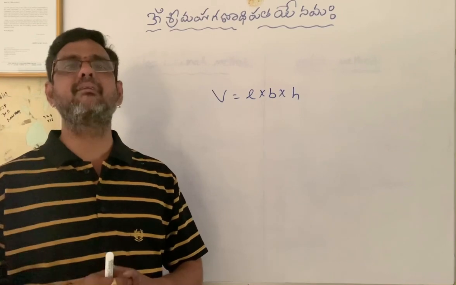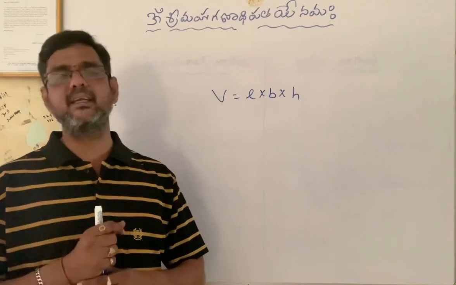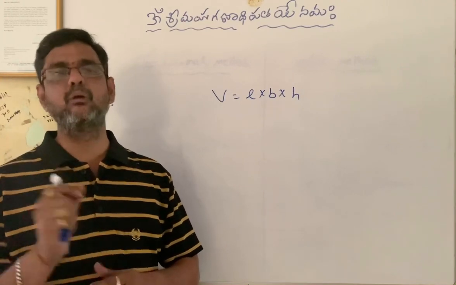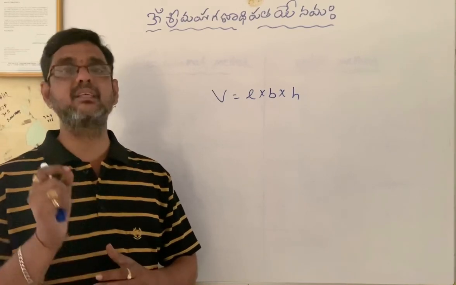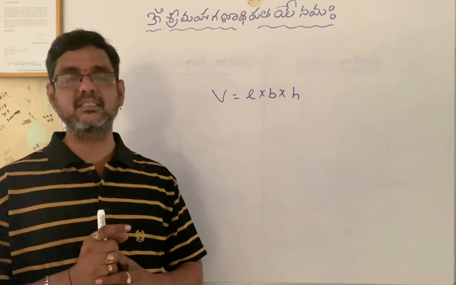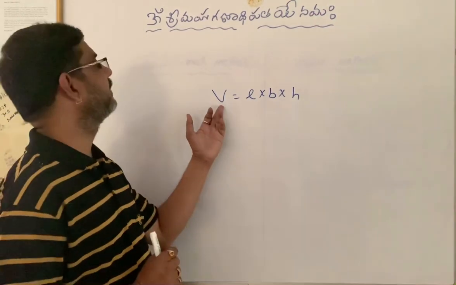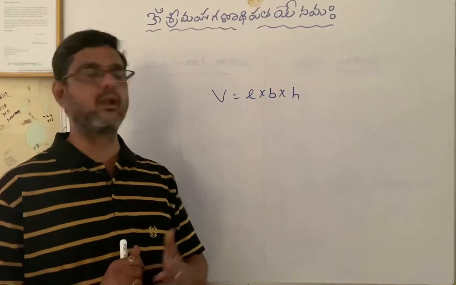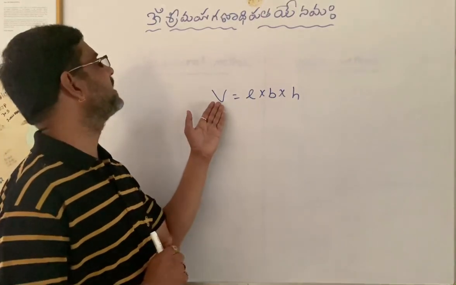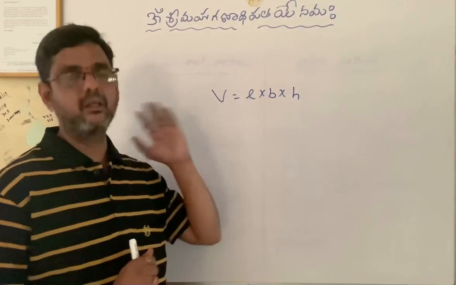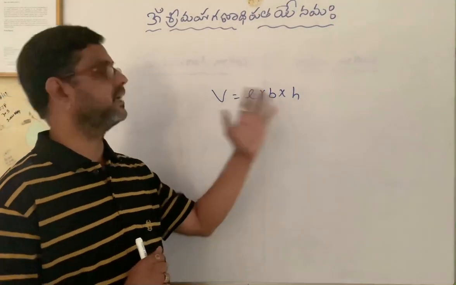First I want to define a term called subject of the formula. Subject of the formula is a variable which stands alone on one of the sides of the formula. Here the variable V is standing alone on the LHS of this formula. So here the subject is volume V, and the remaining variables are L, B, H.